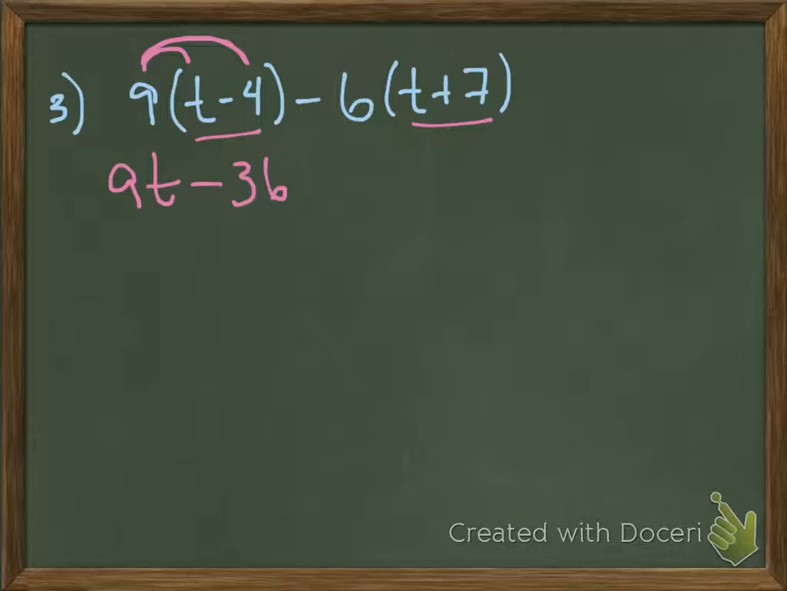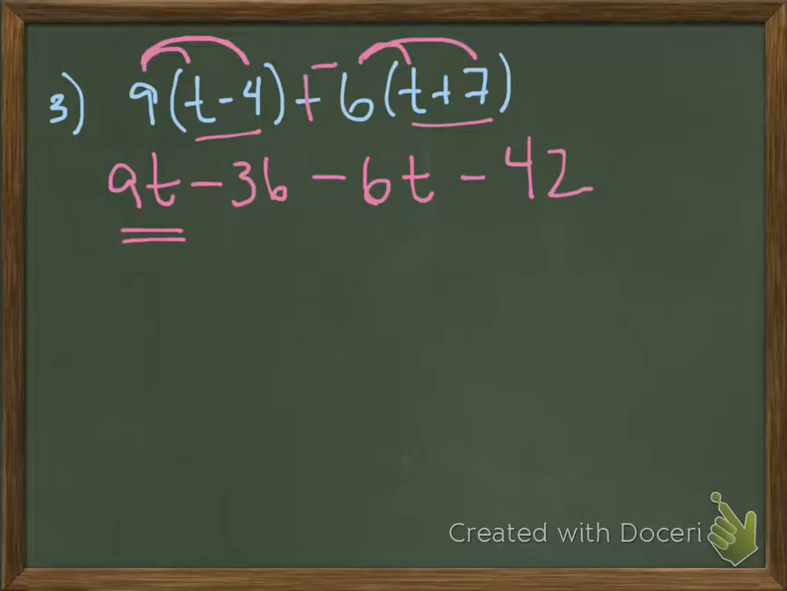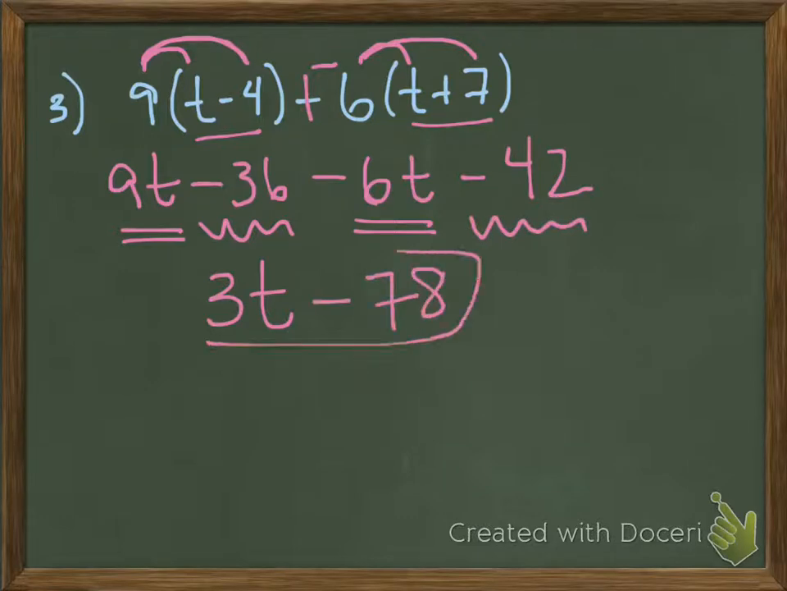Again, remember that this is actually a negative 6. This actually means plus a negative 6. So it's negative 6 we need to distribute. So I'm going to have minus 6t, and then negative 6 times 7 gives us a minus 42. Now, as we combine our like terms, 9t minus 6t gives us 3t, and negative 36 minus 42 is minus 78.